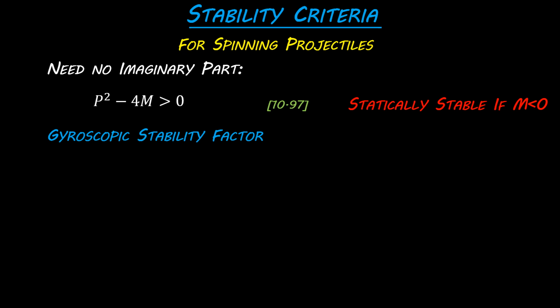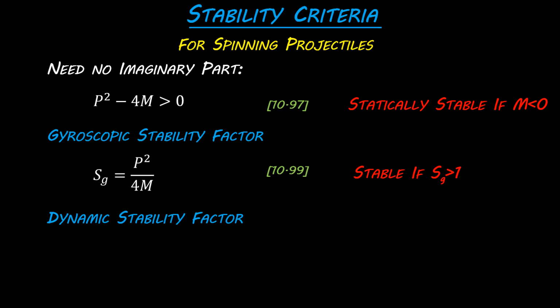Now, we also have something called gyroscopic stability. Our gyroscopic stability factor, S sub g, is equal to that p term squared divided by 4m. That comes from 10.99. And we are stable if that S sub g value is greater than 1. I want to make a comment here that anytime we are statically stable, we must be gyroscopically stable. And if we're not statically stable, we would be gyroscopically stable if S sub g is greater than 1.